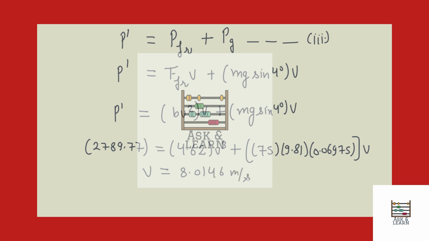8.0146 meter per second, or we can write this as 28.85 kilometer per hour. Therefore, the speed of the cyclist to climb the same hill equals 8.0146 meter per second or 28.85 kilometer per hour.